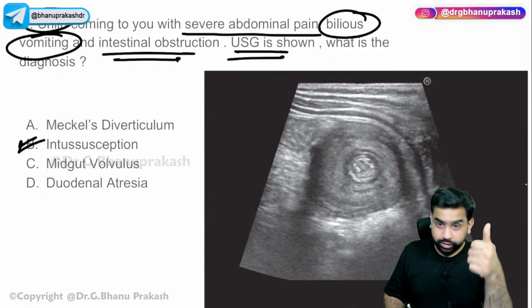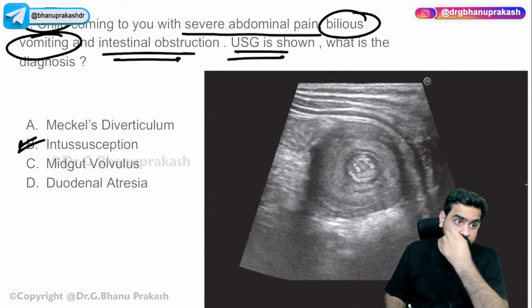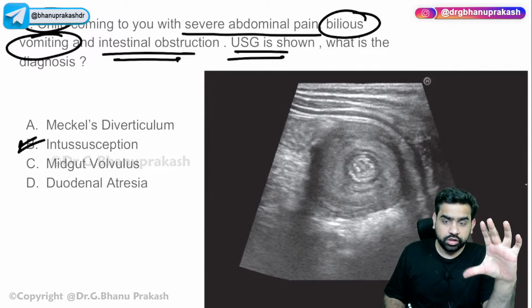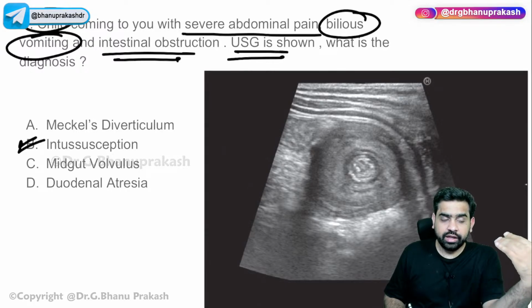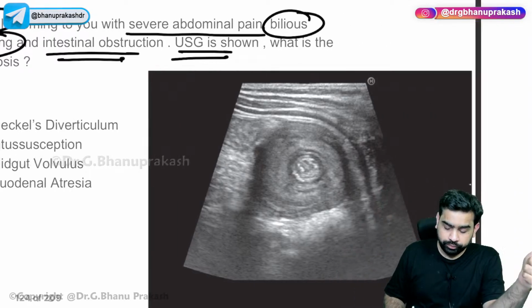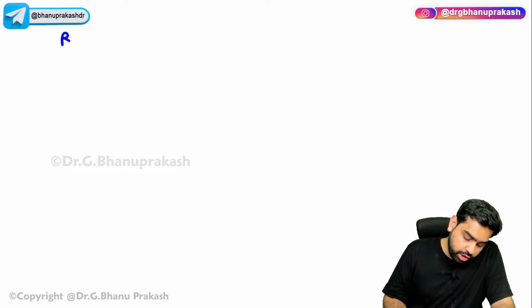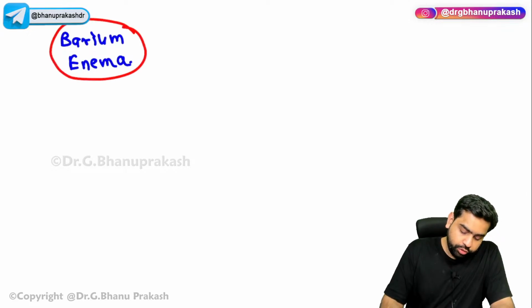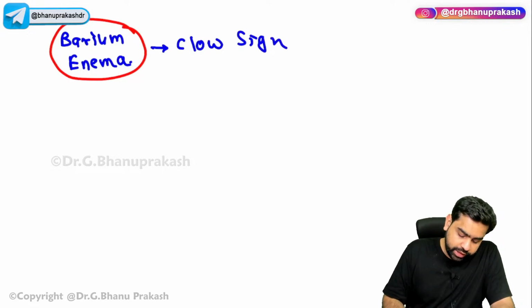Yes, absolutely right, absolutely good, guys. So this is a target sign, this is an intussusception. Now if I ask you what is the another sign which you find in these patients on an ultrasound? Let's revise the signs which you get in these patients. On the barium enema, what are you going to find in these patients? In the barium enema, you are going to find the claw sign. Okay, what else are you going to find?